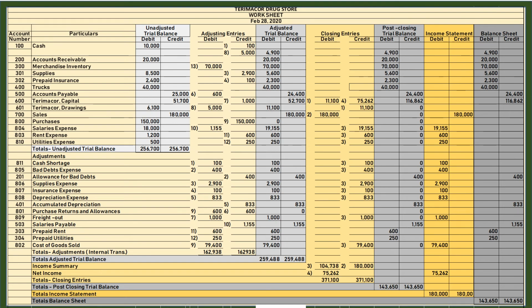So let's take a good look at how the worksheet would appear after all the transactions. Isn't it a beautiful story of a business operation? Financial statements tell a story about the business operations, about the business strengths and weaknesses. It's like a photo of a person. A worksheet is like a photo of the business entity. This is the picture of the Terimakor Drugstore on February 28, 2020.